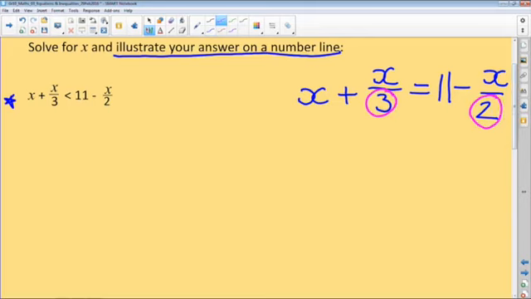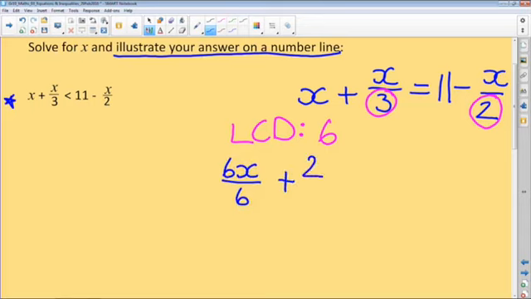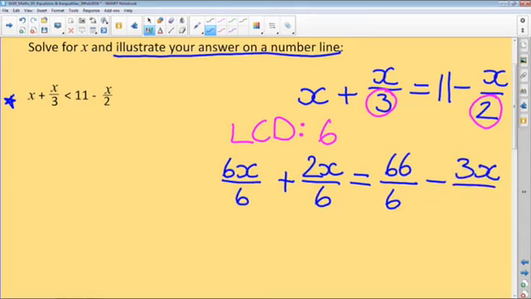I've got a fraction with a denominator of 3 and a fraction with a denominator of 2, which means the lowest common denominator for this equation is going to be 6. So I'm going to change everything to have a denominator of 6, which means I have 6x over 6 plus 2x over 6 is equal to 66 over 6 minus 3x over 6.